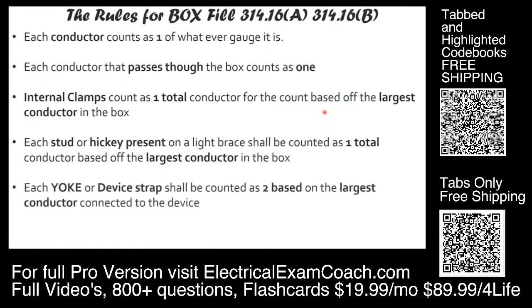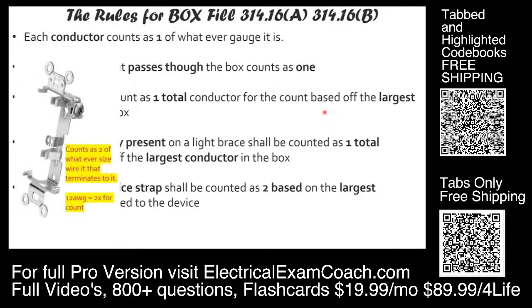Now we need to account for device straps and yokes. What the code states is that for each device strap or yoke, it's going to be counted as 2 based off the largest conductor that's connected to the device. As we learned earlier in the program, this is a device yoke, or what we call a device strap.